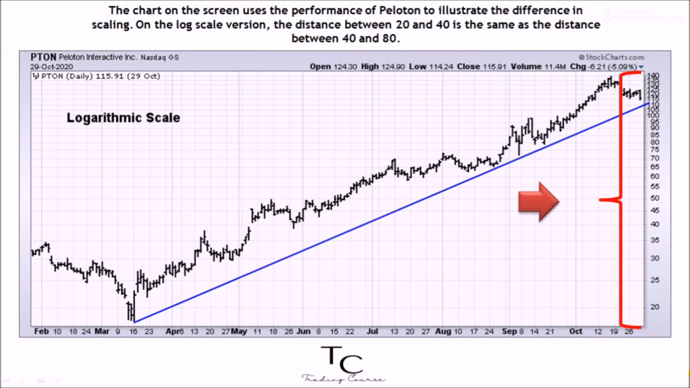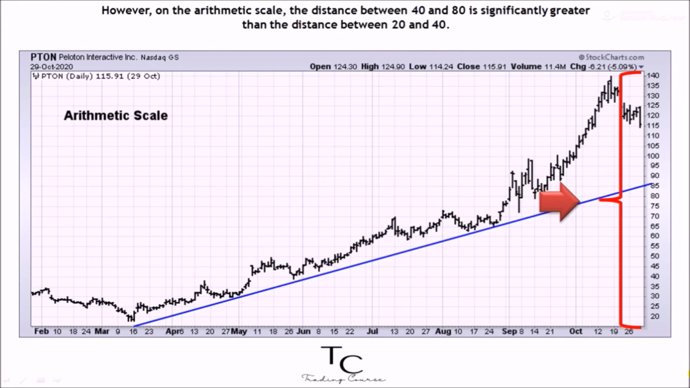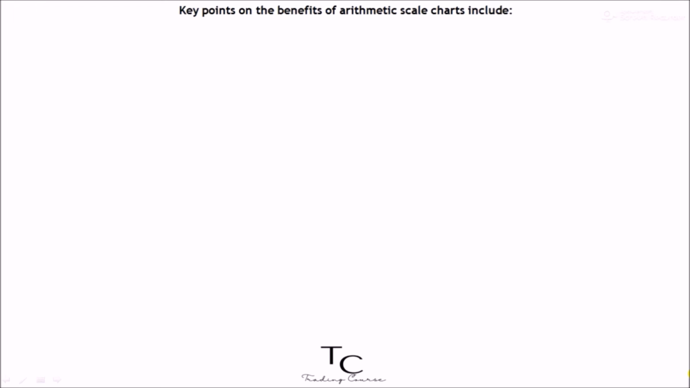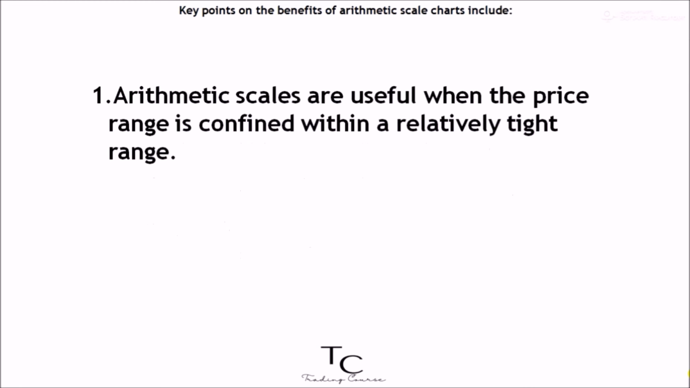The chart on the screen uses the performance of Peloton to illustrate the difference in scaling. On the log scale version, the distance between 20 and 40 is the same as the distance between 40 and 80. However, on the arithmetic scale, the distance between 40 and 80 is significantly greater than the distance between 20 and 40.